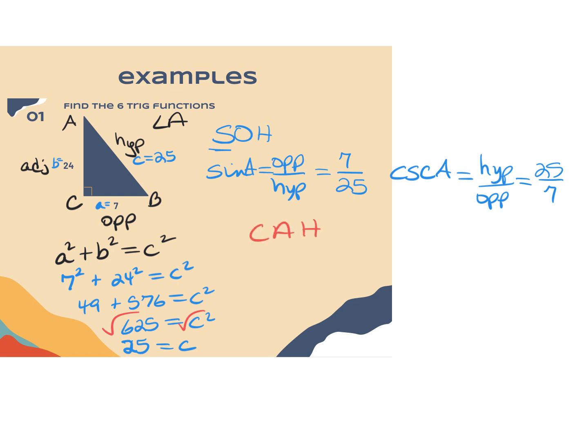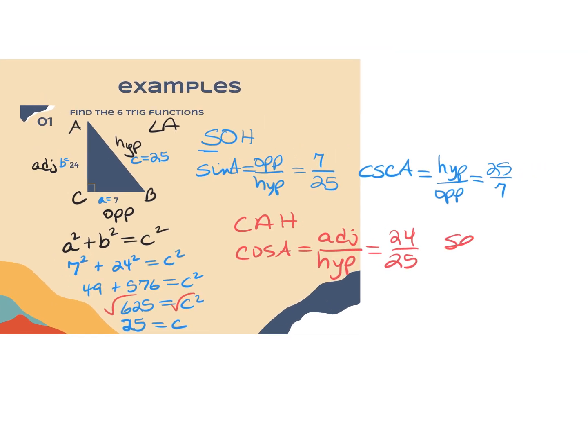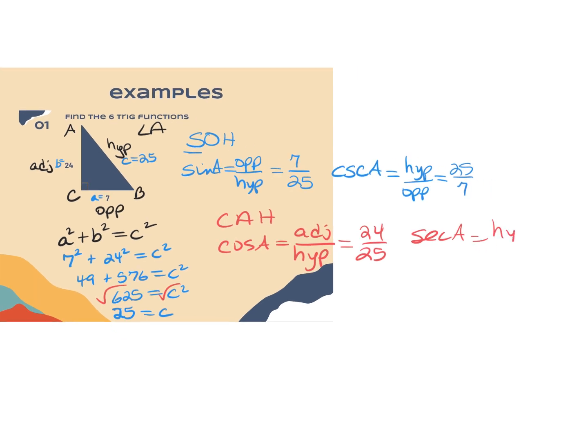That is for cosine. So cosine of A, and then the A and the C is adjacent, and the H is for hypotenuse. And then you'll fill in your numbers. My adjacent was 24. My hypotenuse was 25. The reciprocal to cosine is secant. So the secant of angle A, flip that to hypotenuse over adjacent, and that'll be 25 over 24.